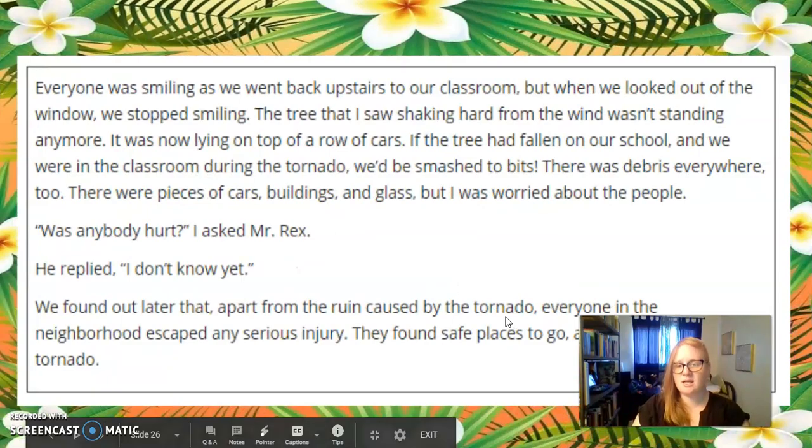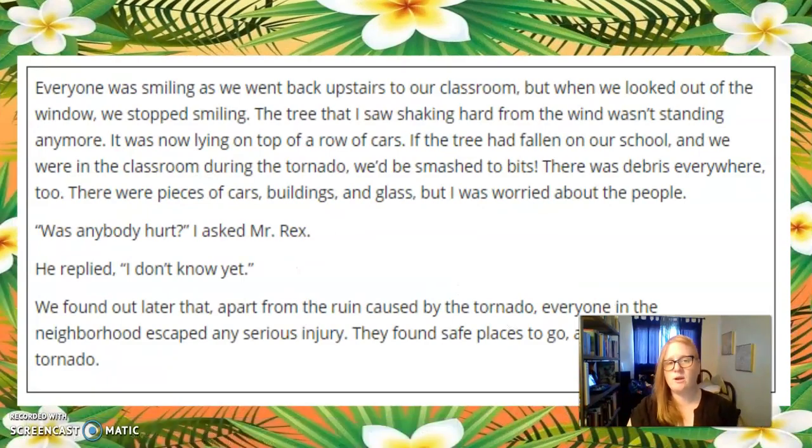So here is the closure for Julie, who was 10 and was a part of my story, where she was experiencing her first tornado at home. So this is how I will be closing my story.